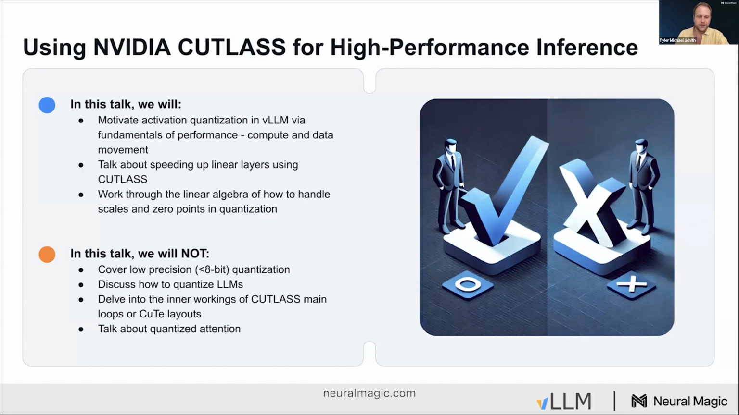We're not going to discuss how to quantize LLMs. We're going to assume that somebody's already quantized them for us and handed them to us. We're also not going to be delving into the inner workings of Cutlass main loops or layouts, mainly because I'm really not an expert on that. I'm more of a user of Cutlass here, and so we're really talking about systemically vLLM and how that relates to Cutlass. We're also not going to talk about quantized attention, mainly because vLLM doesn't really support quantized attention yet.